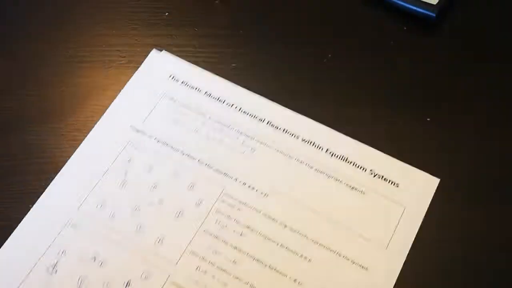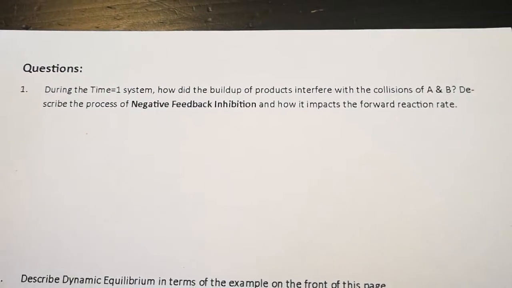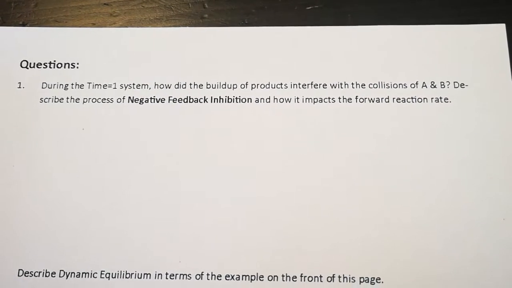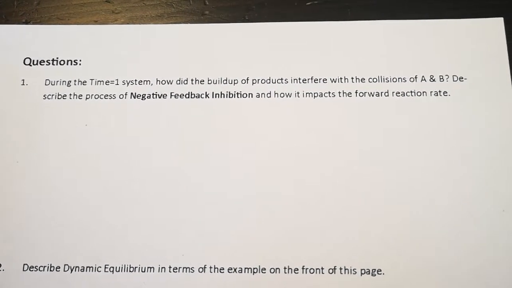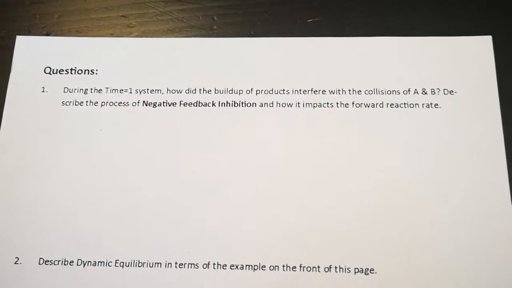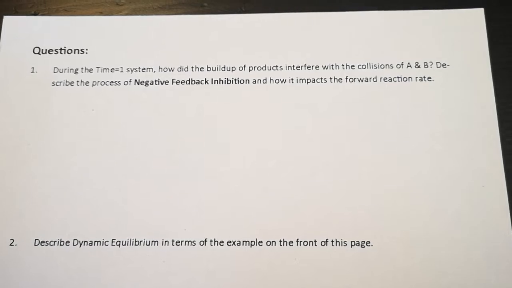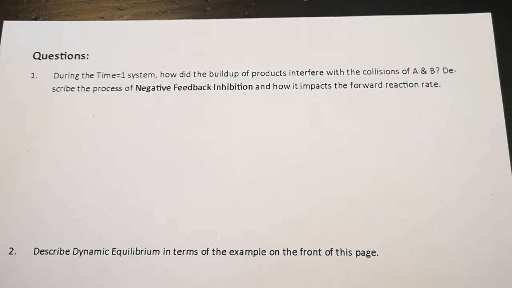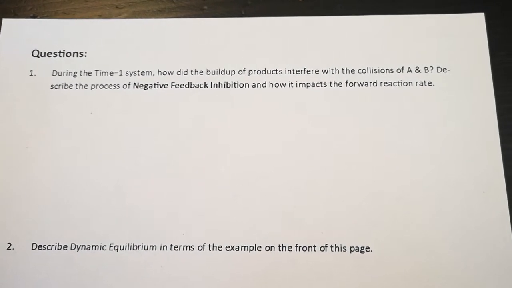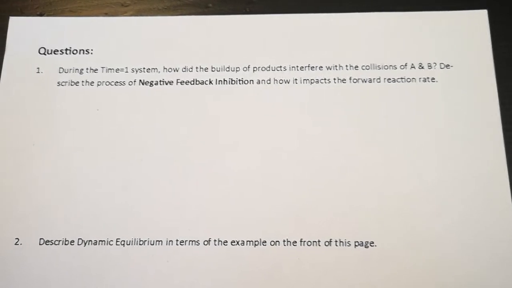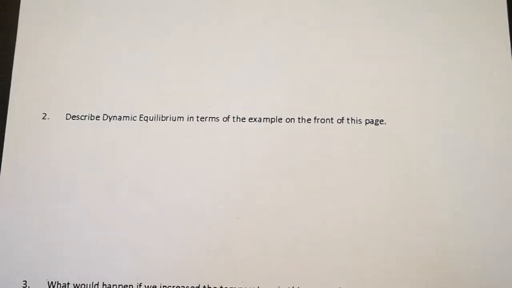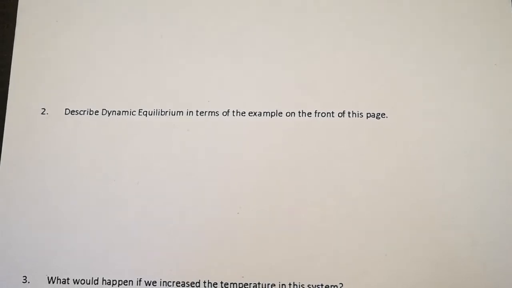Now, a couple of the discussion questions I want you guys to look at here. It says, during time 1, how did the buildup of products interfere with the collisions of A and B? Describe the process of negative feedback inhibition and how it impacts the forward rates. How about this? It's hard for an A to find its B with all those C's and D's in the way. Enjoy that one. Number 2, describe the dynamic equilibrium in terms of the example on the front page.